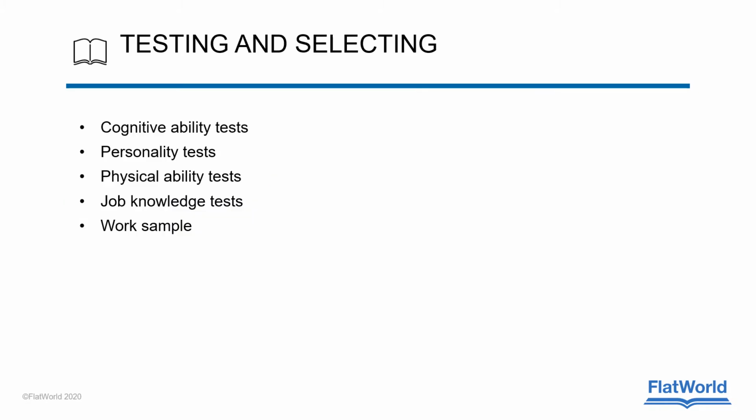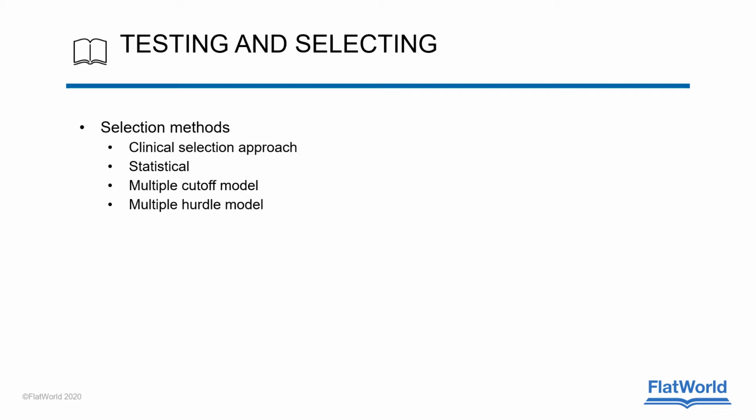So let's start off with testing and selecting. There are different types of tests that can be used during the selection process. These include cognitive ability tests, personality tests, physical ability tests, of course, for those jobs that would require it, job knowledge tests, and then work samples. Selection methods include the clinical selection approach and then statistical method approaches.